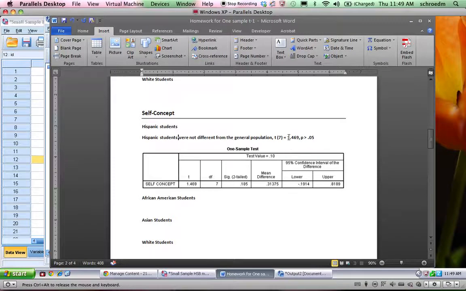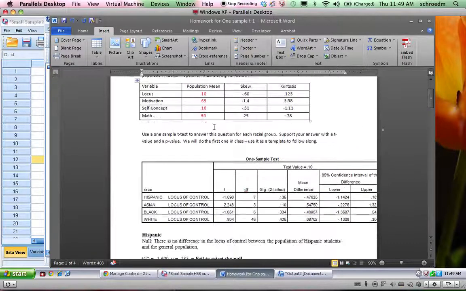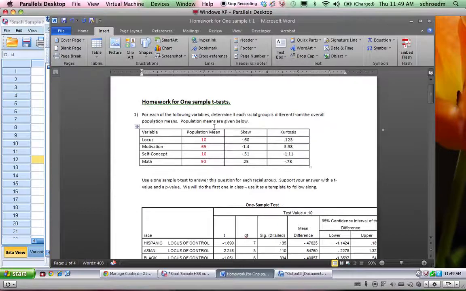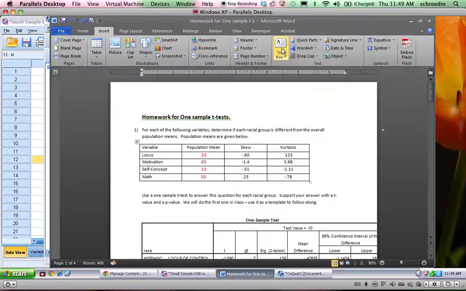And then here's the output and stuff. If your output doesn't match this, then you have a problem and shoot me an email. Otherwise, that should be it. If you have any questions, let me know, and I'll try to get back to you as soon as possible.